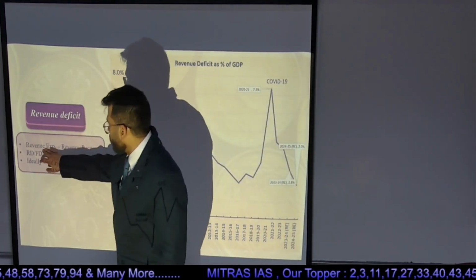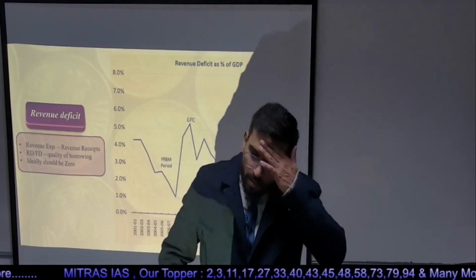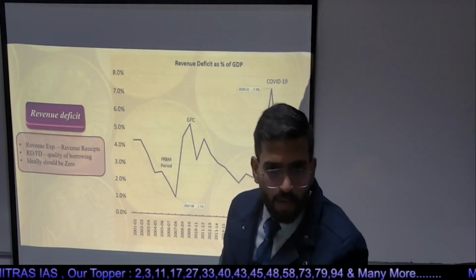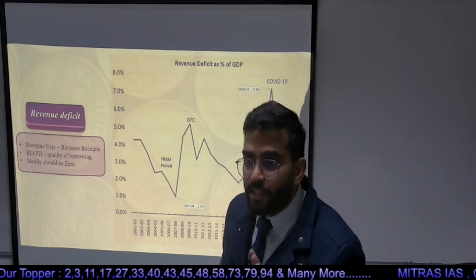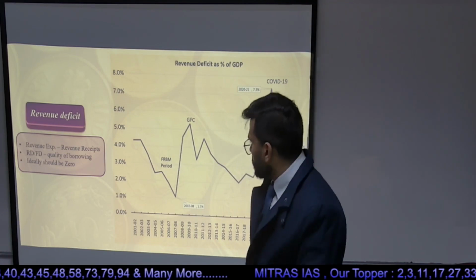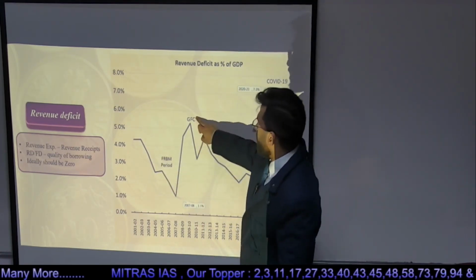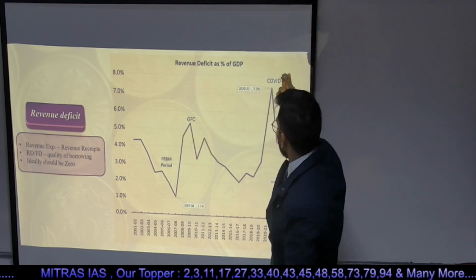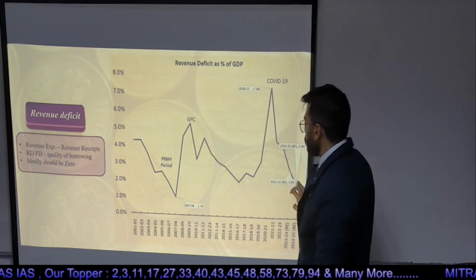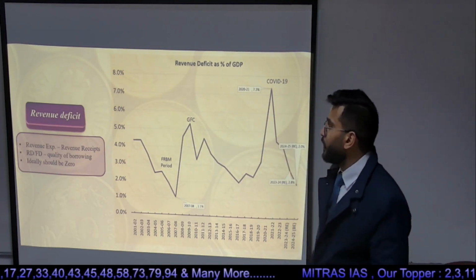Revenue deficit is revenue expenditures minus revenue receipts. Basically, what is your recurring income and what is your recurring expenditure? Ideally, this should be equal to 0, and that is what our goal is. But you can see, because of FRBM, we tried to contract it. Then under GFC, it increased. And now under COVID also increased. Now we are trying to reduce it to further 2% in the budget year 2024-25.